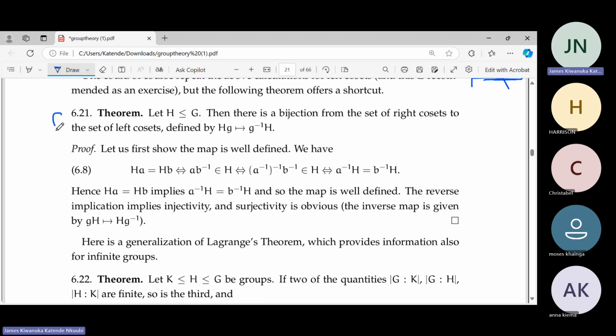So this theorem also tells you that there's a bijection. Basically it says the number of left cosets is the same as the number of right cosets, and so you can apply Lagrange's theorem using left cosets as well, if you wish.